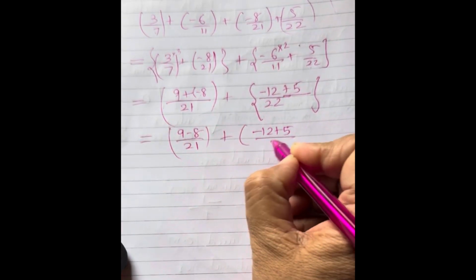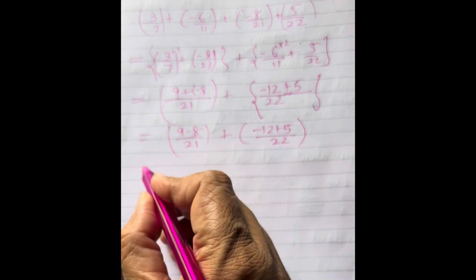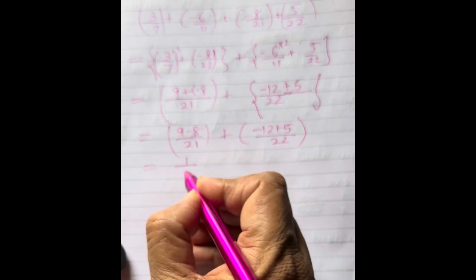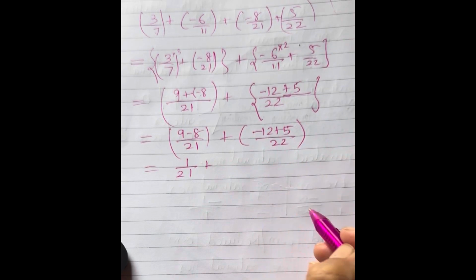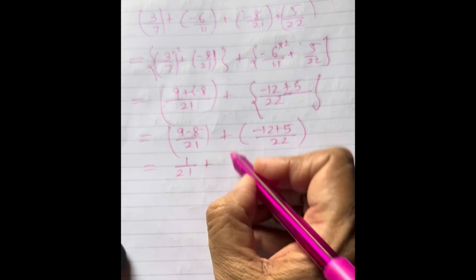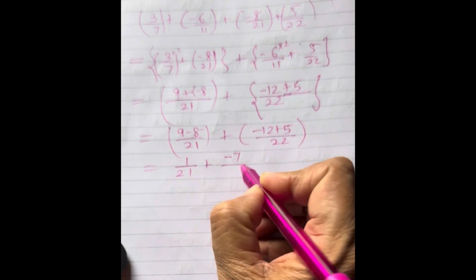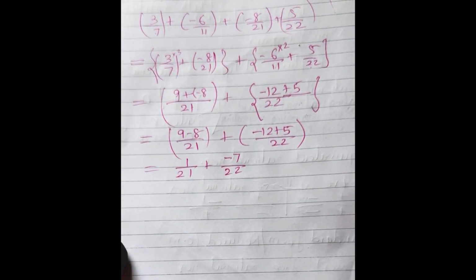I'm writing the second one as it is. So this will be 9 minus 8 is 1 upon 21, plus minus 12 plus 5, different signs, means subtraction and sign of greater. So minus 7 upon 22.